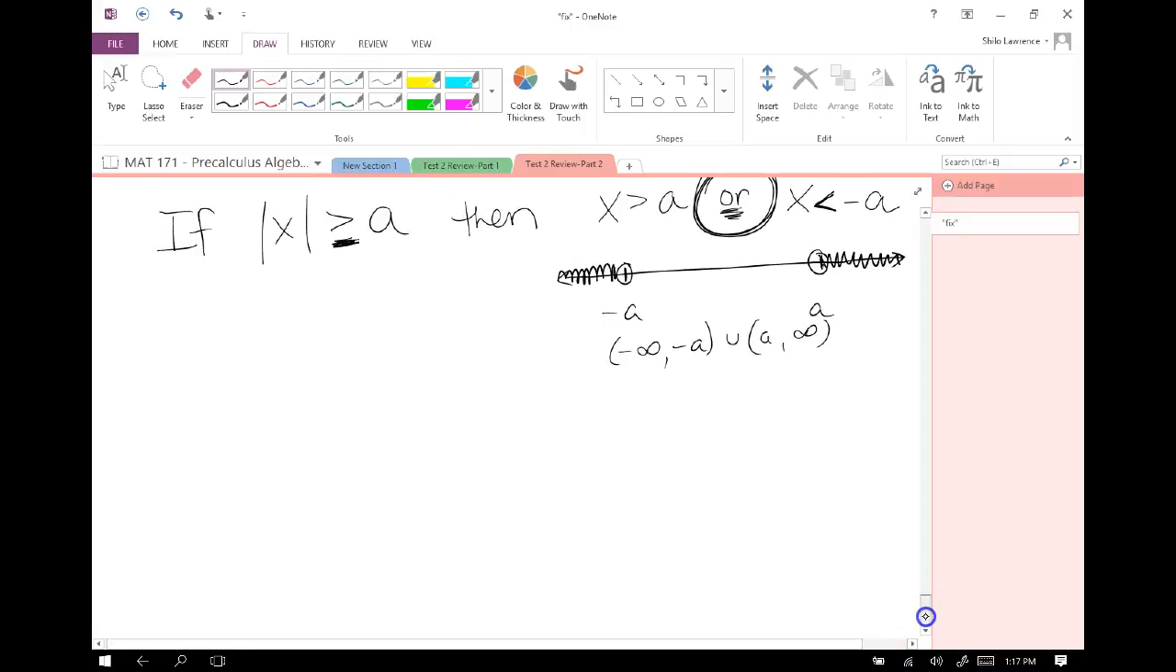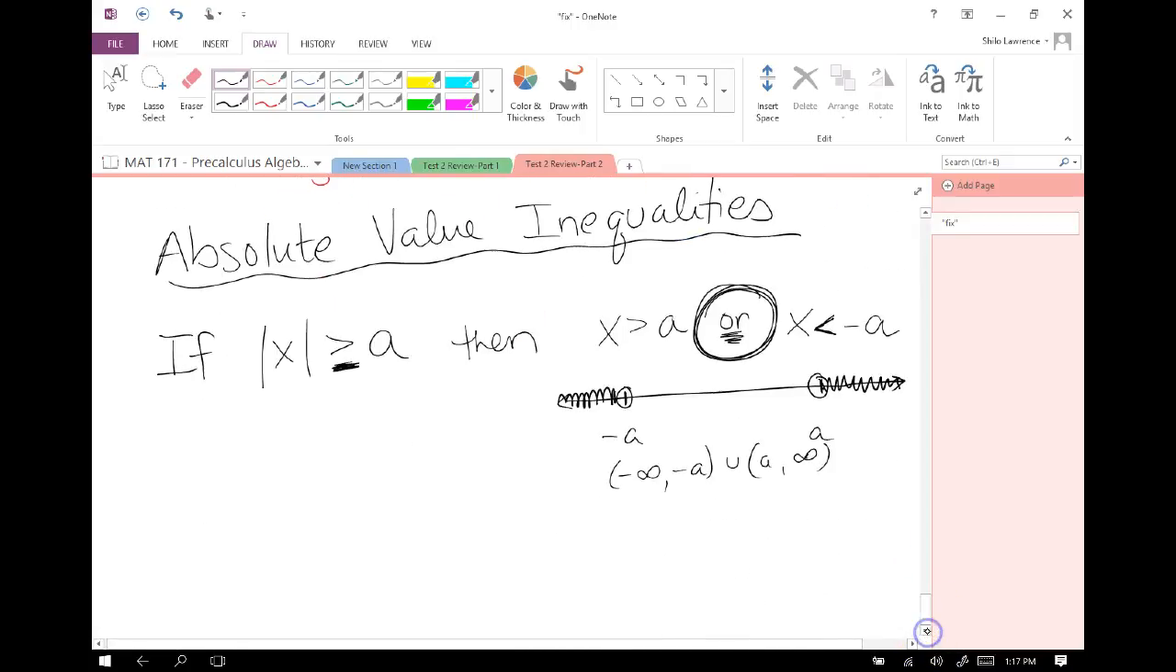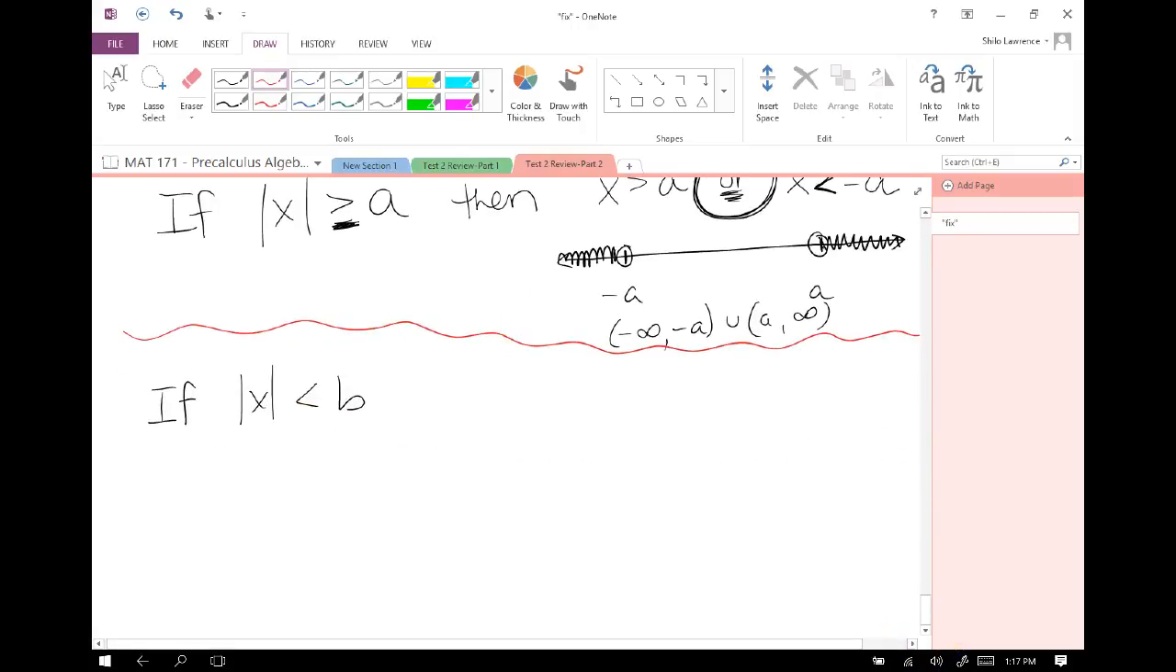If it's less than, and I'm going to use a different letter just so it doesn't all start blending together. If your absolute value inequality has a less than symbol, we're going to isolate and separate. So we're still going to have x is less than b. And we're going to have another one with negative b. And when you start throwing around negatives in an inequality, the sign flips.